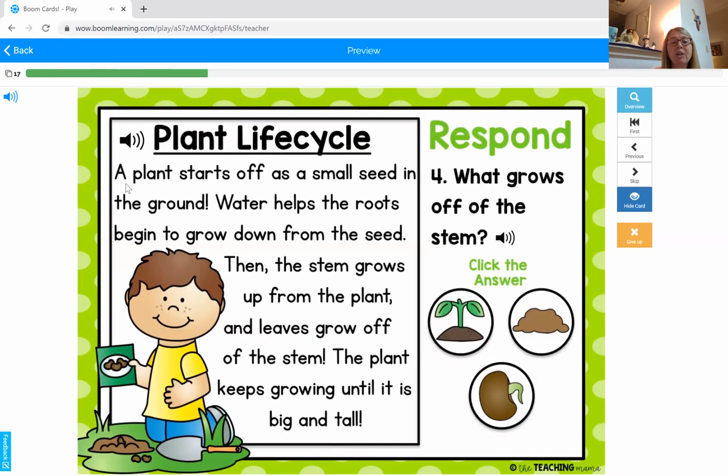All right, a plant starts off as a small seed in the ground. Water helps the roots begin to grow down from the seed. Then the stem grows up from the plant and leaves grow off of the stem. The plant keeps growing until it is big and tall. So the question this time is, what grows off of the stem? Is it leaves, dirt, or the stem? That's right. Leaves start to grow off from the stem.